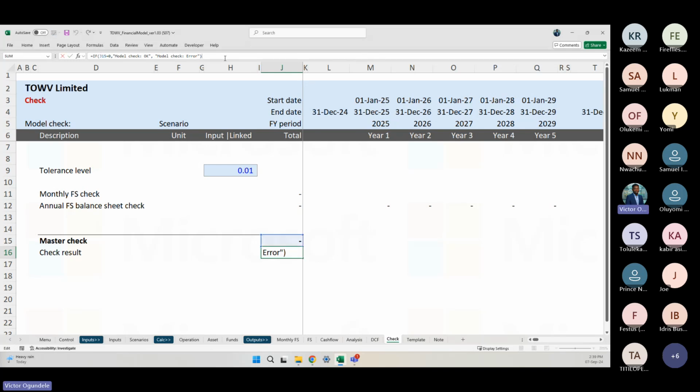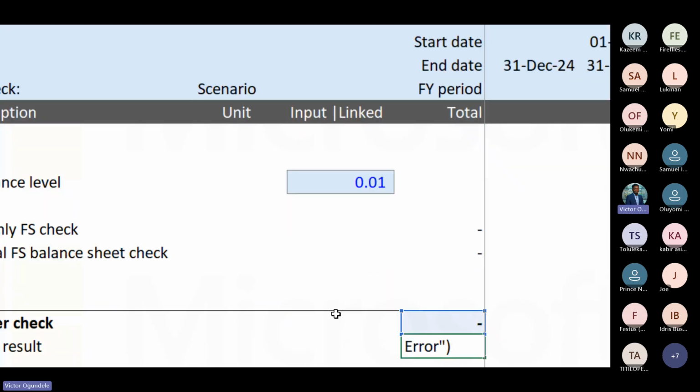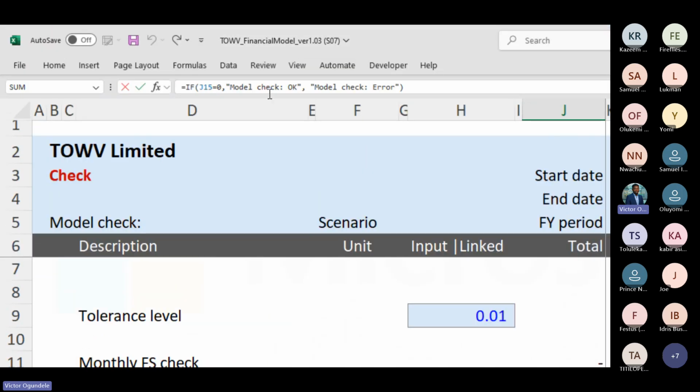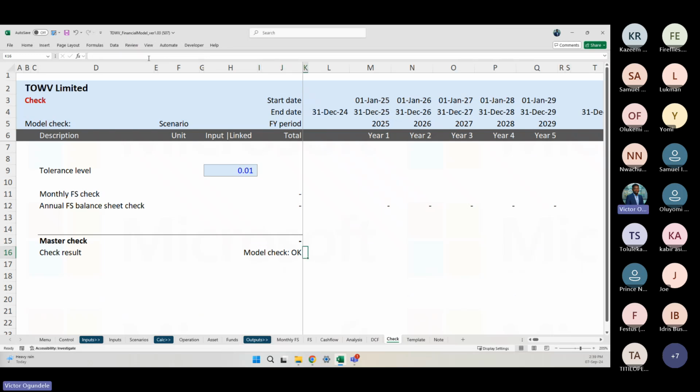So if my master check is equal to 0, then open your double quote, type model check, column, close, you can put a space, close the quote. If not, it should give us model check error. So that you have this and every other thing in the worksheet.